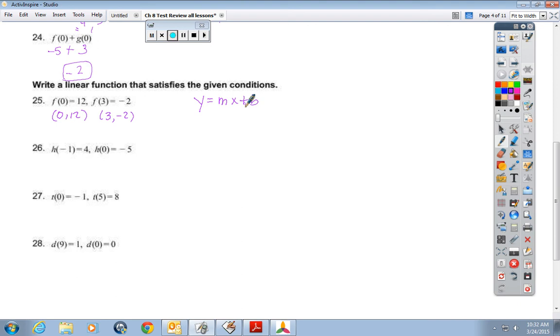y2 minus y1 over x2 minus x1. So y2 is negative 2 minus y1, which is 12, over x2, which is 3, minus x1, which is 0. What's negative 2 minus 12? Negative 14. What's 3 minus 0? 3. Can I simplify that? No. So my equation ends up being y equals negative 14 over 3x plus 12 on that one. And I'm going to do the same for the rest of them.